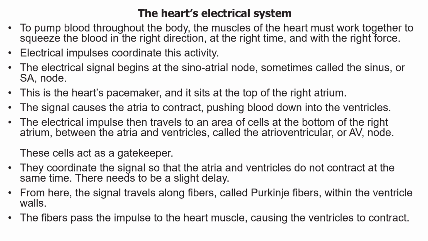An electrical impulse then travels to an area of cells at the bottom of the right atrium between the atria and the ventricles called the atrioventricular or AV node. These cells act as a gatekeeper. They coordinate the signal so that the atria and ventricles do not contract at the same time. There has to be a slight delay. From here, the signals travel along fibers called Purkinje fibers within the ventricle walls. The fibers pass the impulse to the heart muscle, causing the ventricles to contract.